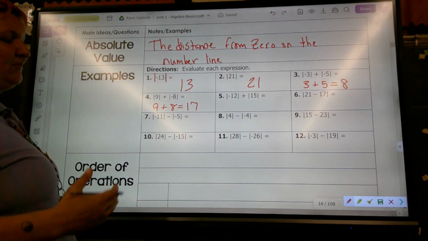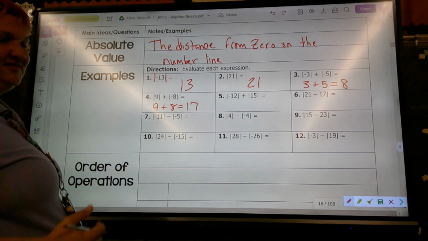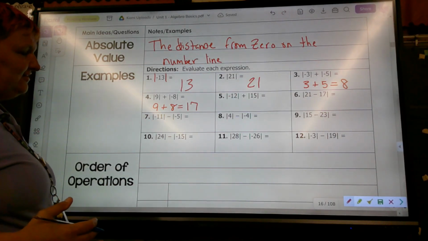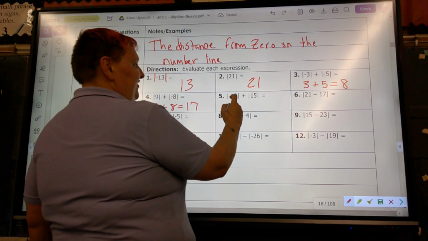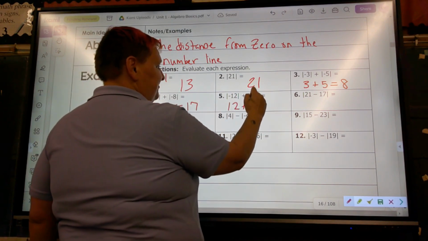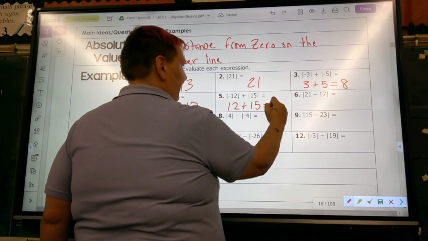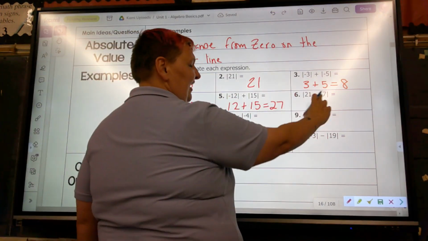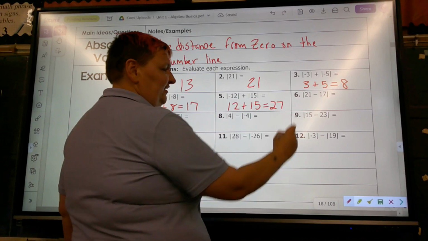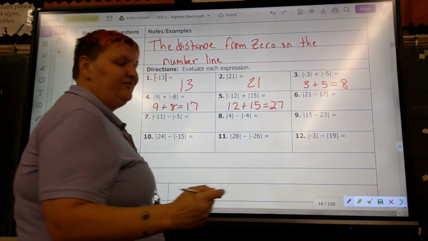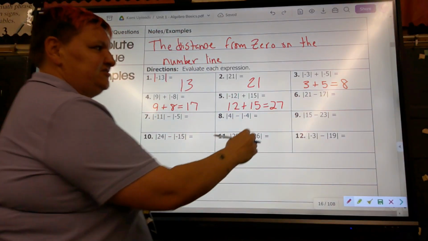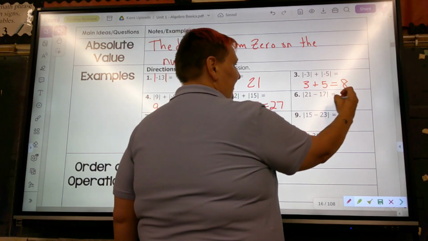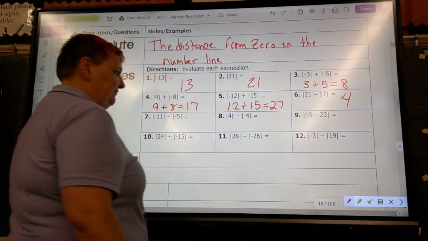Right? These are simple, but then we're going to get more complicated. We're going to have stuff inside the absolute value bars, stuff outside the absolute value bars, right? The absolute value of negative 12 is 12. The absolute value of 15 is 15. You add them together, you get 27. Now we're looking inside the absolute value bars, right? Think of them like grouping symbols, like parentheses. Do what's inside first. 21 minus 17 is 4, and the absolute value of 4 is 4.